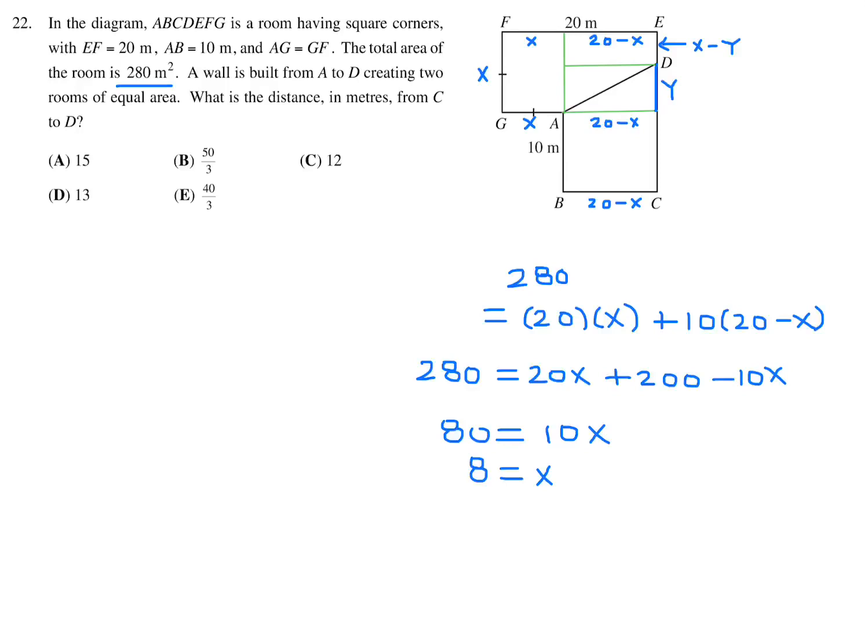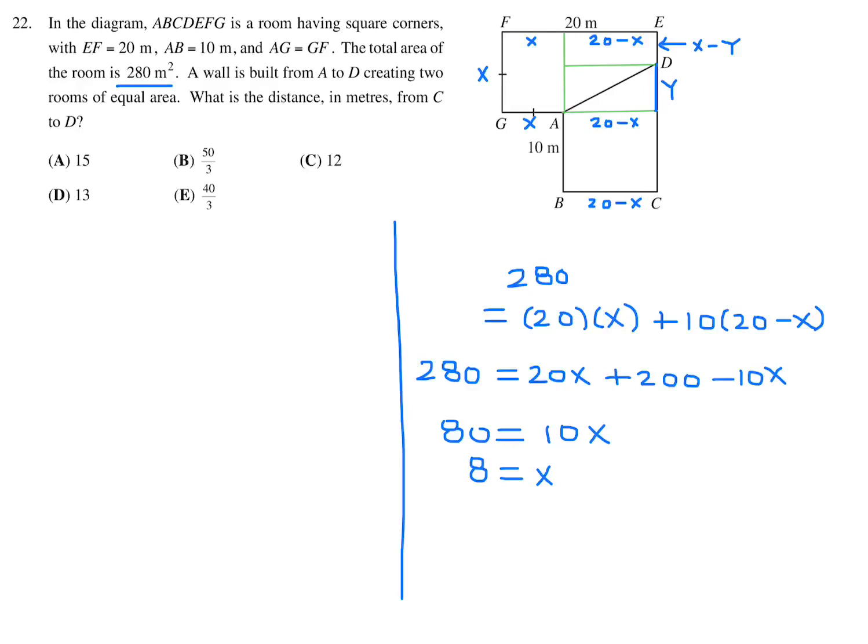Now we get to this part, the wall that they are building from A to D. So they've drawn it in there, and they're saying that when you do that, it splits the entire room into two rooms of equal area. So that basically means that this shape right there is the same in terms of area as this shape. Okay? So that is what we have to figure out next in terms of an equation. So the two areas are equal.